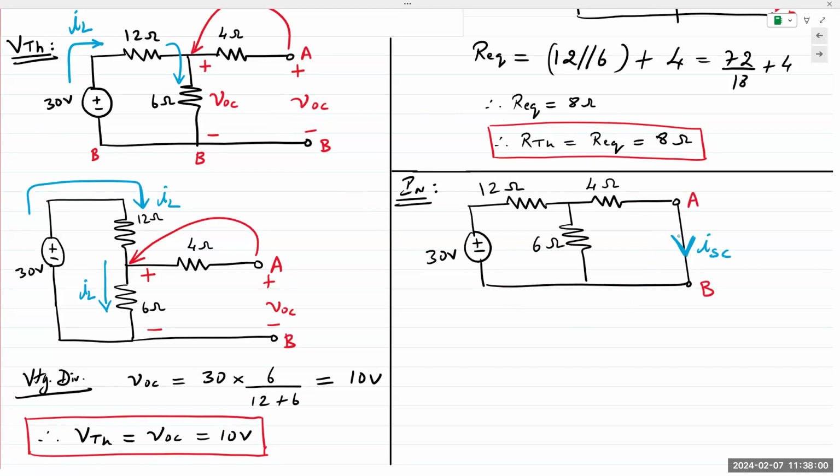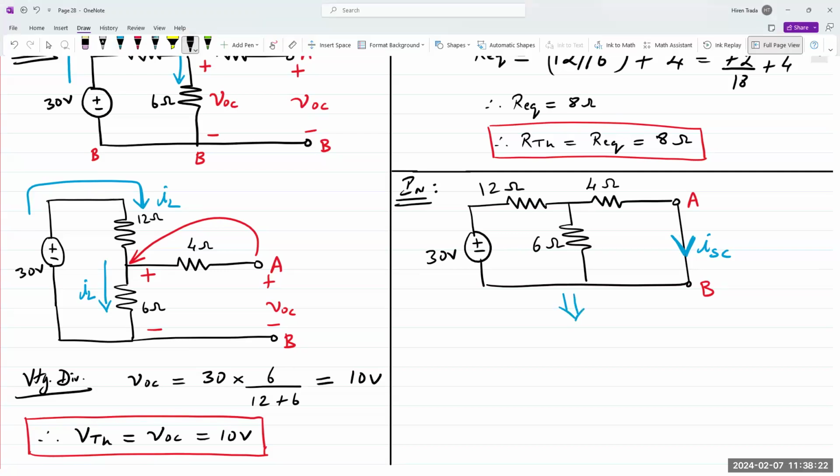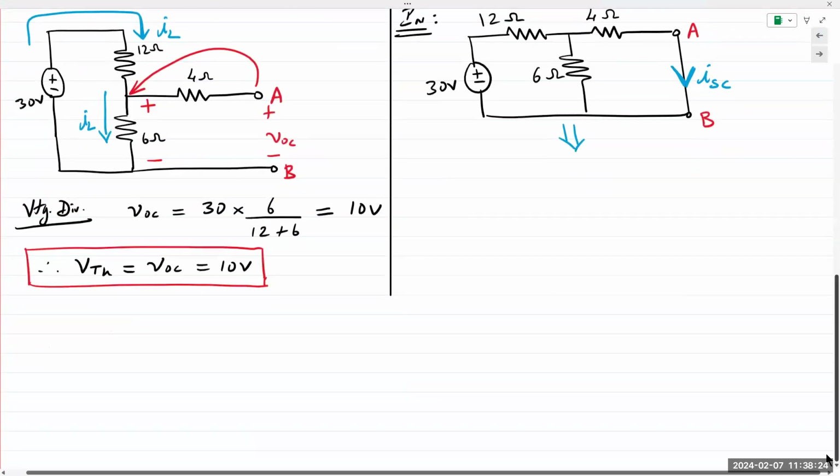Okay, so if you look at this circuit, what do we see? We have a short circuit wire going from point A to point B. And because of that short circuit wire, that 4 ohm resistor is now in parallel with a 6 ohm resistor. So I can redraw the circuit like this. And because it's in parallel, I can do this.